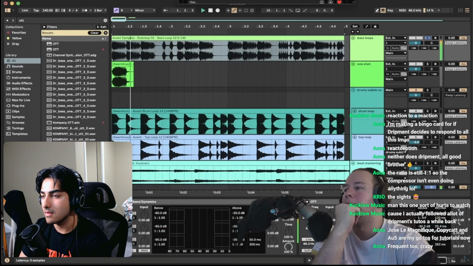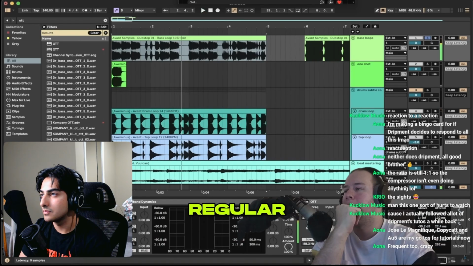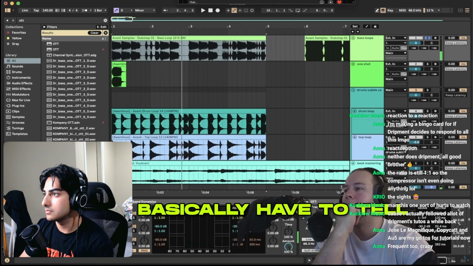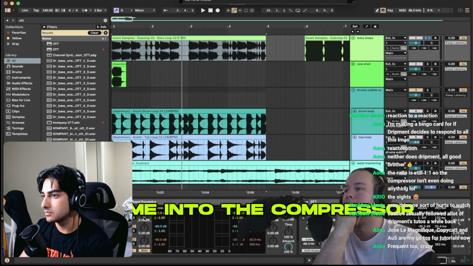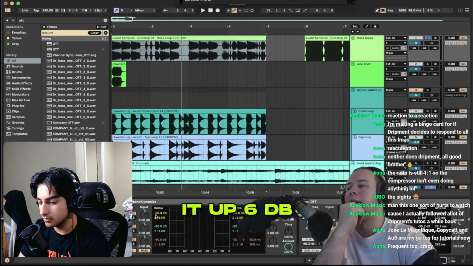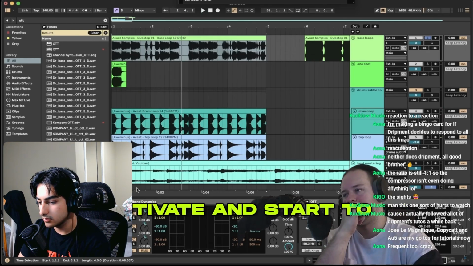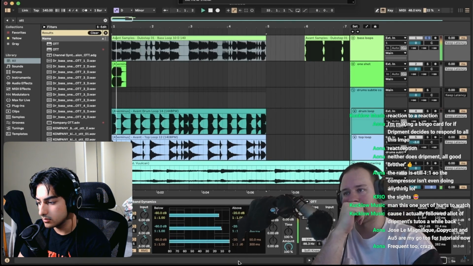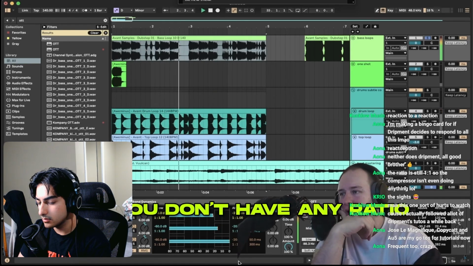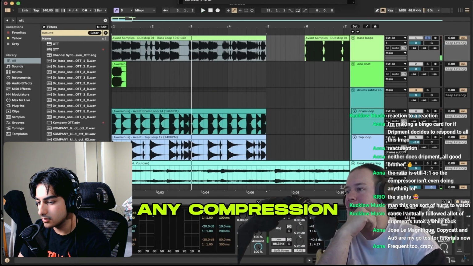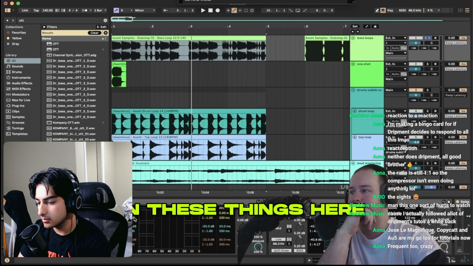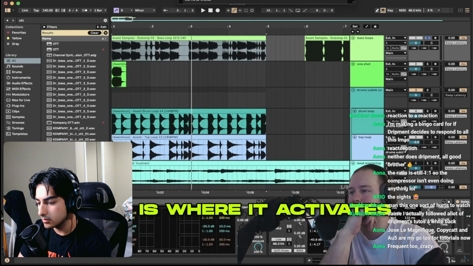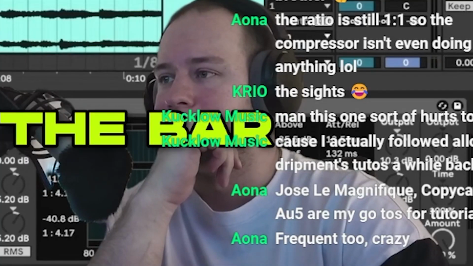Put it on 0. So regular, turned on. So we basically have to tell Ableton to allow more signal to come into the compressor. That's why we're turning it up 6 dB so it can activate and start to compress and expand. But you don't have any ratio, so there's not going to be any compression. Compressing and expanding is all based on these things here. So this is the threshold. These little bands here, this is where it activates. So as we play the sound, you'll see the bars move.